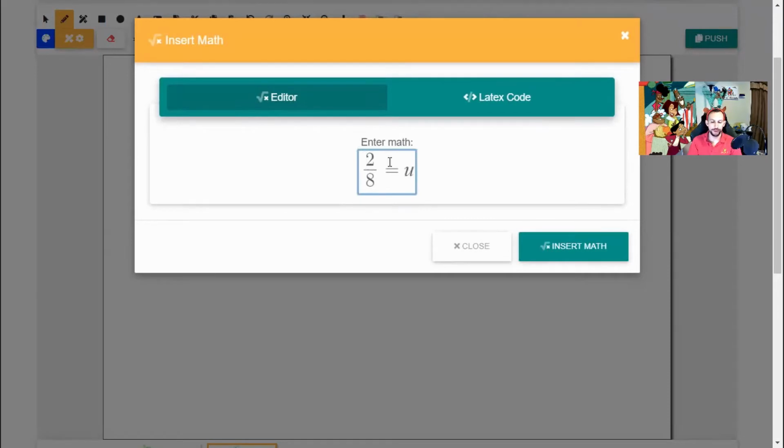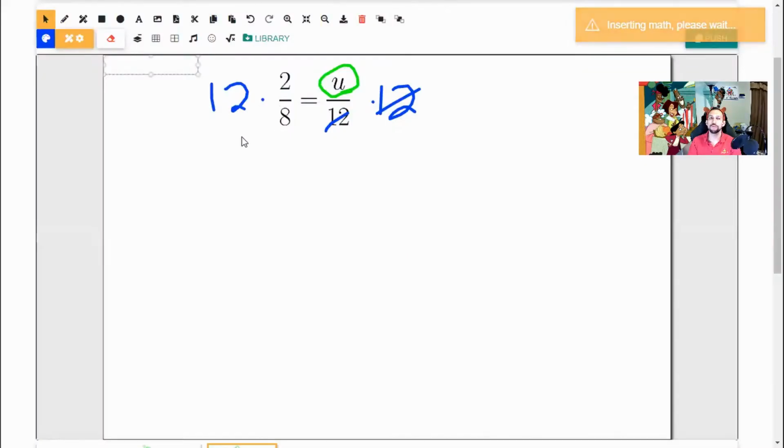On the left, we'll have 12 times 2 over 8. Again, if it's unclear to you what we'll be multiplying the 12 by, just do me a favor. Divide this by 1. Dividing by 1 doesn't change the value, and now we can see 12 will be multiplying the numerator 2. 12 times 2 is 24. Obviously, 1 times 8 is just 8. So now we have 24 over 8 is equal to u.